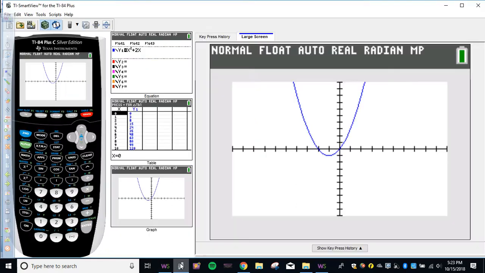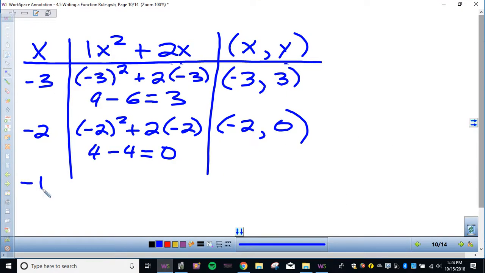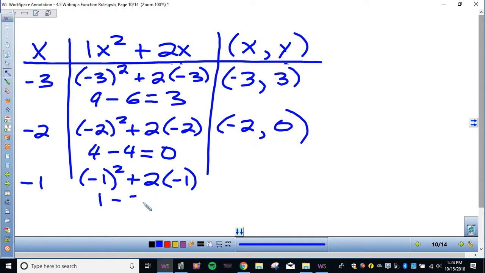Again, we'll look back at the graph. When I plug in -2, I get 0, that point right here. Now when I plug in -1, I should get -1. So let's do that. I get -1 squared plus 2 times -1. -1 squared is 1. 2 times -1 is -2. 1 minus 2 is -1. So when I plug in -1, I get -1.